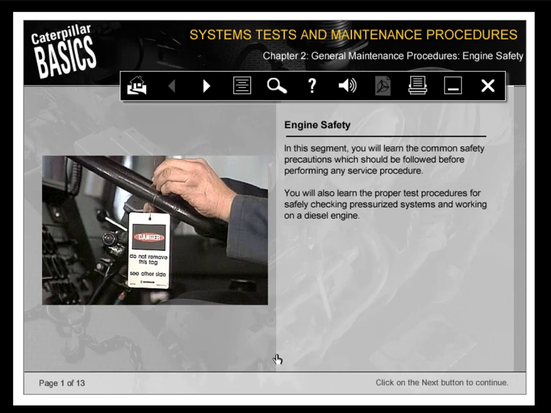In this segment, you will learn the common safety precautions which should be followed before performing any service procedure. You'll also learn the proper test procedures for safely checking pressurized systems and working on a diesel engine.